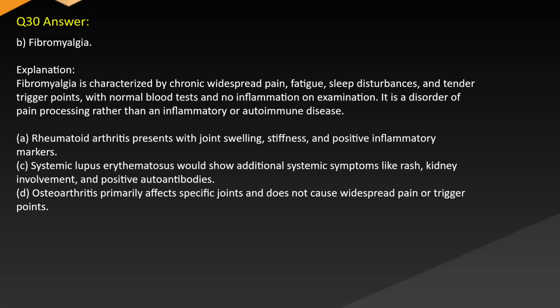Answer. B. Fibromyalgia. Explanation. Fibromyalgia is characterized by chronic widespread pain, fatigue, sleep disturbances, and tender trigger points, with normal blood tests and no inflammation on examination. It is a disorder of pain processing rather than an inflammatory or autoimmune disease. A. Rheumatoid arthritis presents with joint swelling, stiffness, and positive inflammatory markers. C. Systemic lupus erythematosus would show additional systemic symptoms like rash, kidney involvement, and positive autoantibodies. D. Osteoarthritis primarily affects specific joints and does not cause widespread pain or trigger points.